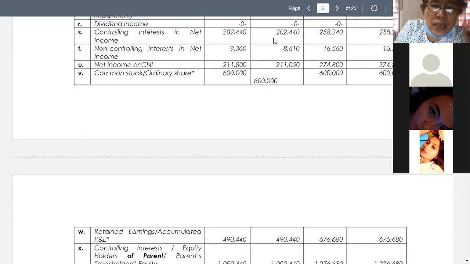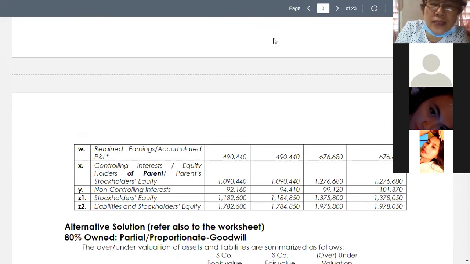600,000. We now have your retained earnings accumulated and the controlling interest equity, okay. And we have now the non-controlling interest equity of 94,410. It differs with an amount of 92,160. So 2,250. Okay? So the non-controlling interest is increased to 94,410. So we have the total of the stockholders' equity equal to 1,184,850. Your total liabilities and stockholders' equity should be the same.